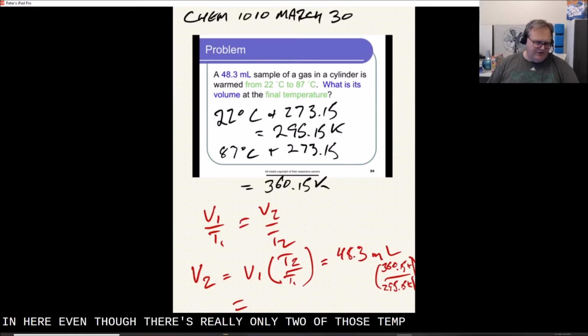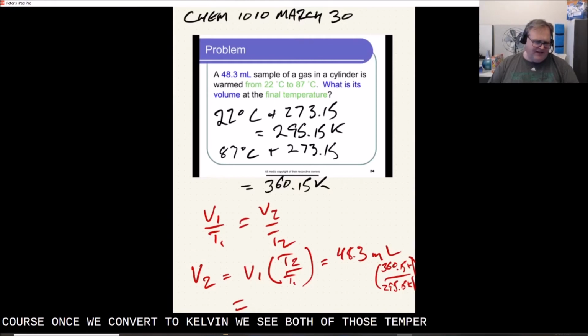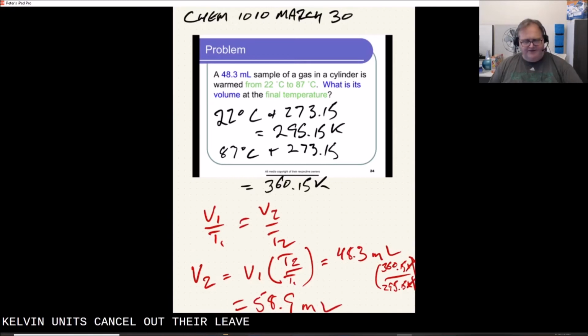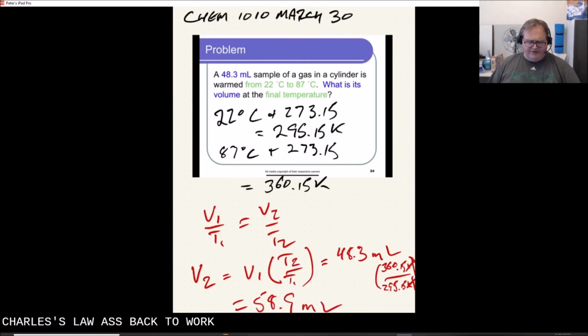because of course once we convert to Kelvin we see both of those temperatures have 3 before the decimal places start. So this is going to be 58.9 milliliters, because of course the Kelvin units cancel out there, leaving us with the milliliter units. That's the Charles's law aspect or question.